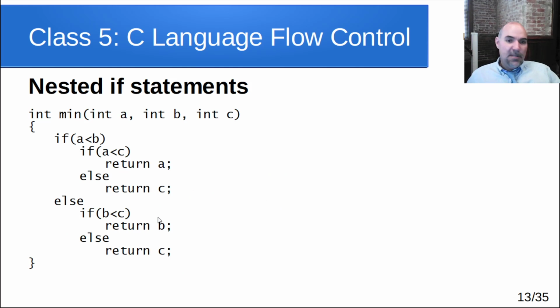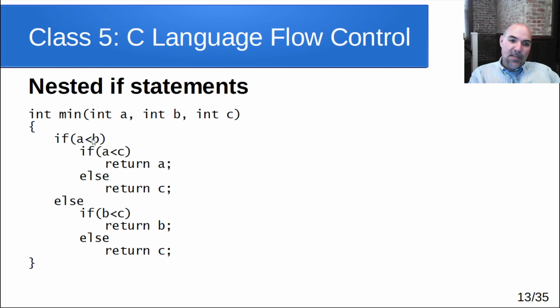Okay, you can also nest if statements with or without the curly braces to any level you want. Here's an example of a minimum function that I give three integers to, and it's going to return to me the smallest of them. Basically, if a is less than b, then we know that b is not it. So we have to decide, is it a or c? If a is less than c, then it's a. Otherwise, it has to be c.